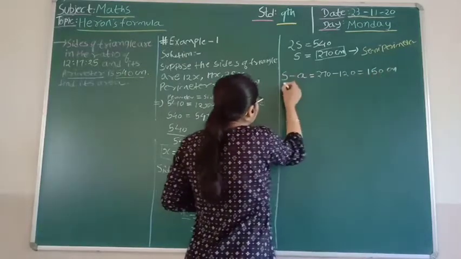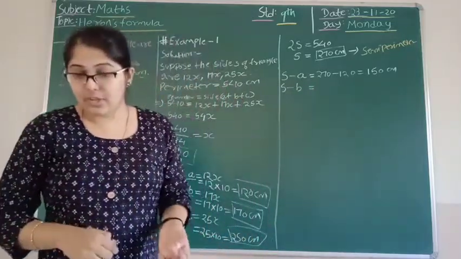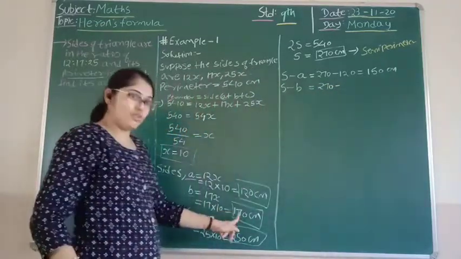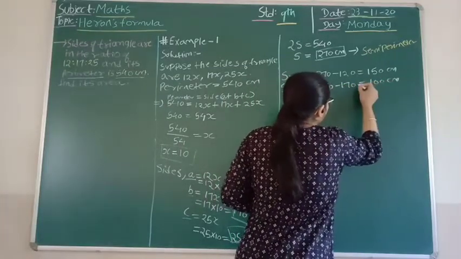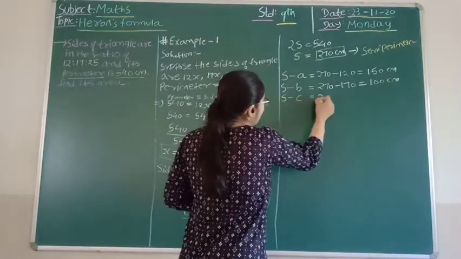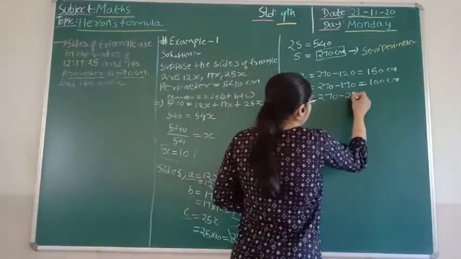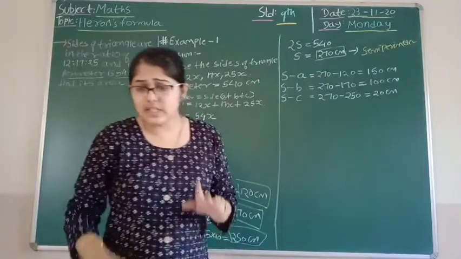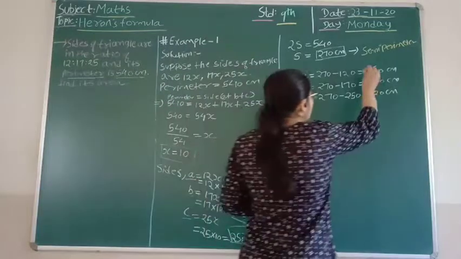150 centimeters. Similarly we are going to find s minus b and that is nothing but equal to 270 minus 170, it is nothing but equals to 100 centimeter. Same as s minus c, it is 270 minus 250, nothing but equals to 20 centimeter. Now we know whenever we get all of these values, what next is the thing we need to do?